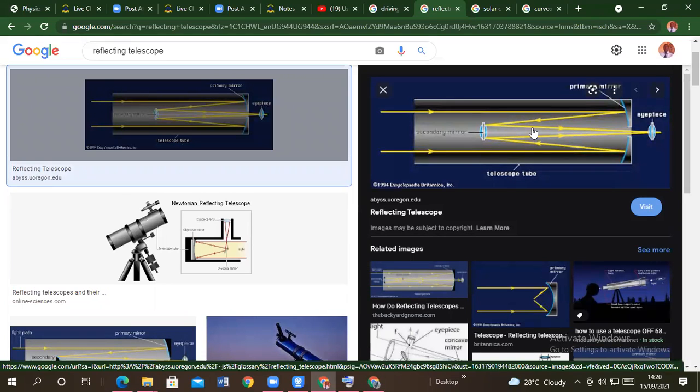We have this primary mirror which is here, and in this primary mirror you can see it is concave, but just in between it there is a hole here. So it is concave, and we have also another secondary mirror. This one is a plain mirror, but this is concave. So you can see the concave mirrors, they are found in reflecting telescopes.